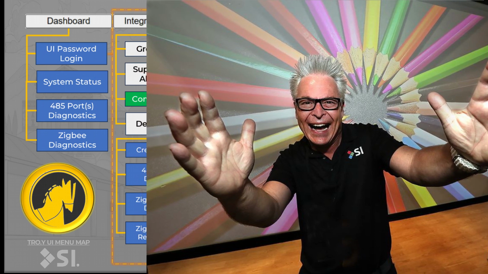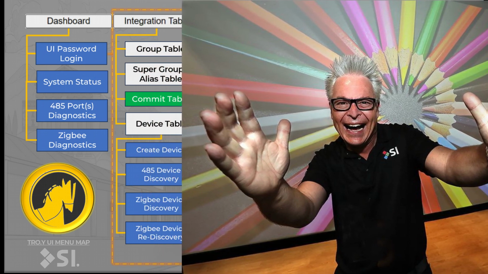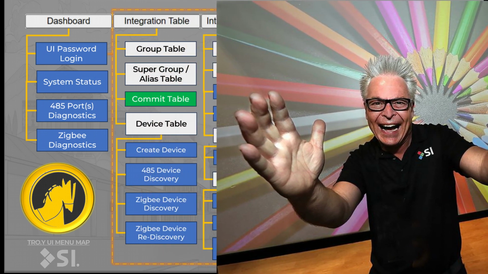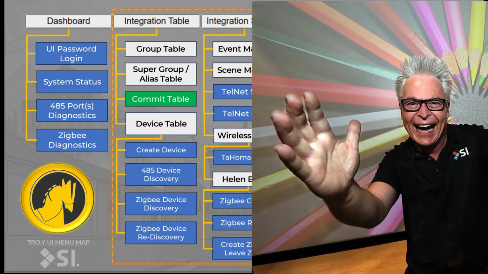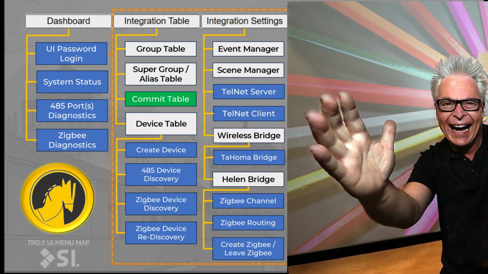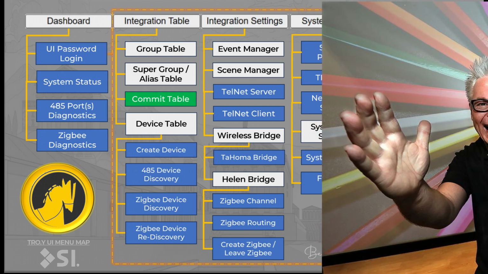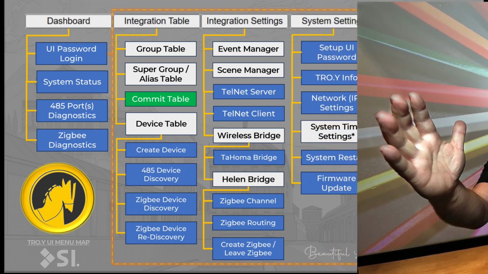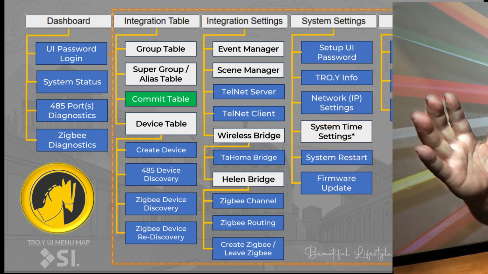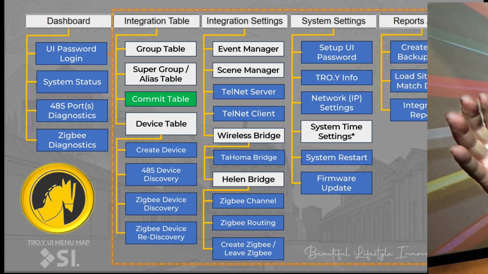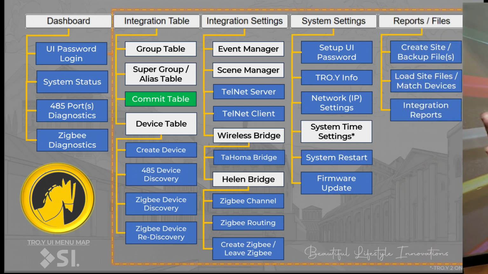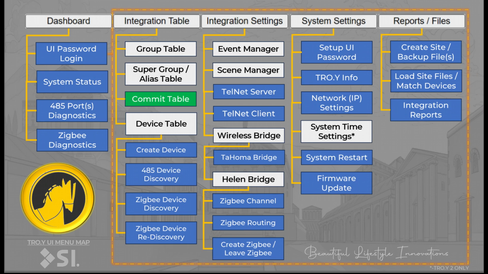Okay, now that you're connected to Troy via your browser, let's review the Troy menu hierarchy. You have 5 menus in Troy, starting with the dashboard, then the integration table, integration settings, system settings, and reports and files. Throughout this video, we're going to highlight several features and functions that you'll be using and which menu they're in.